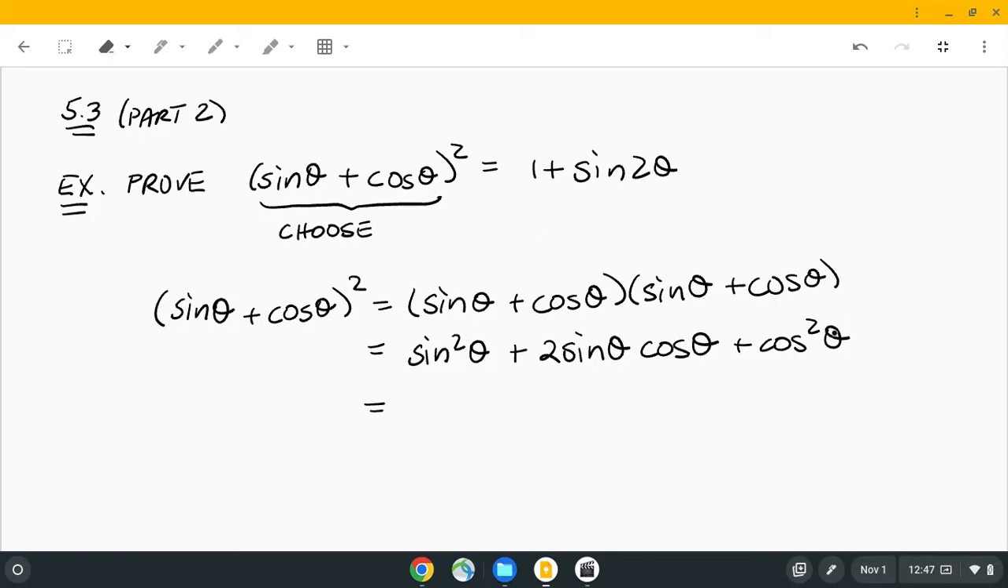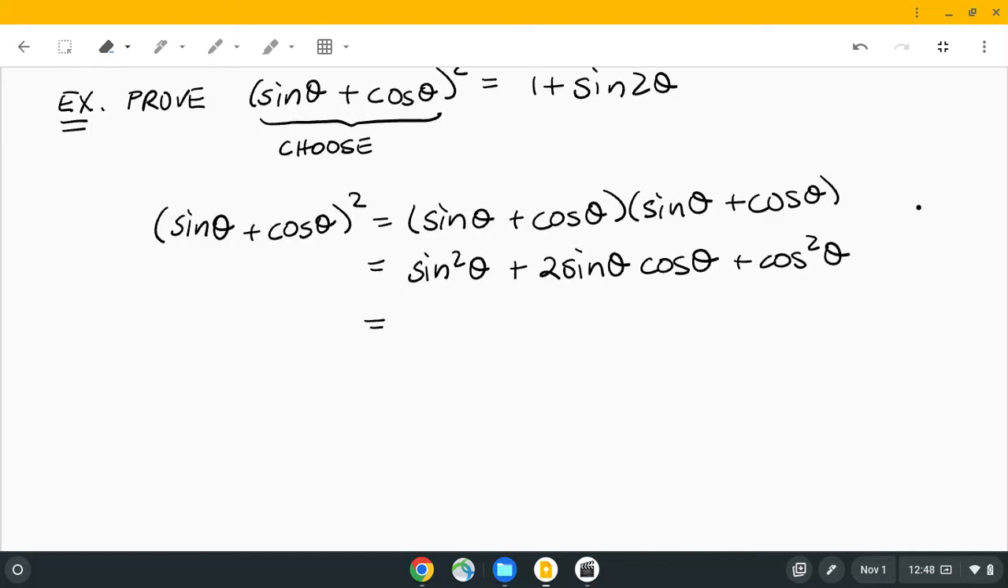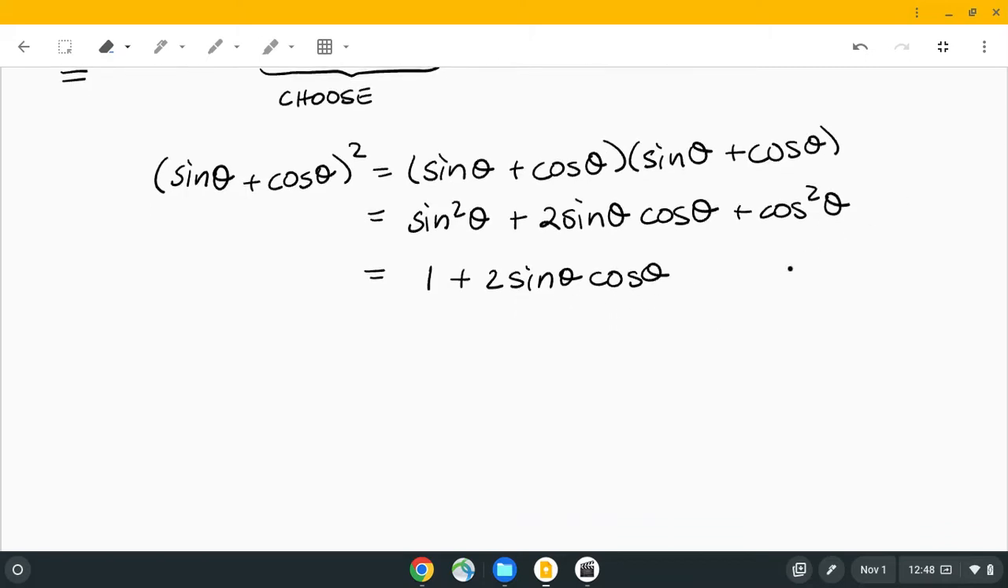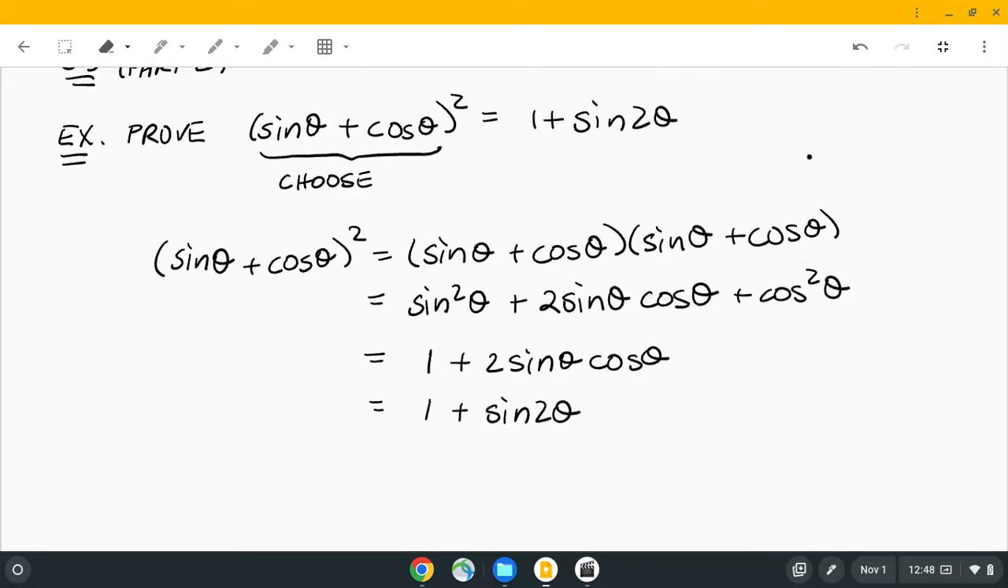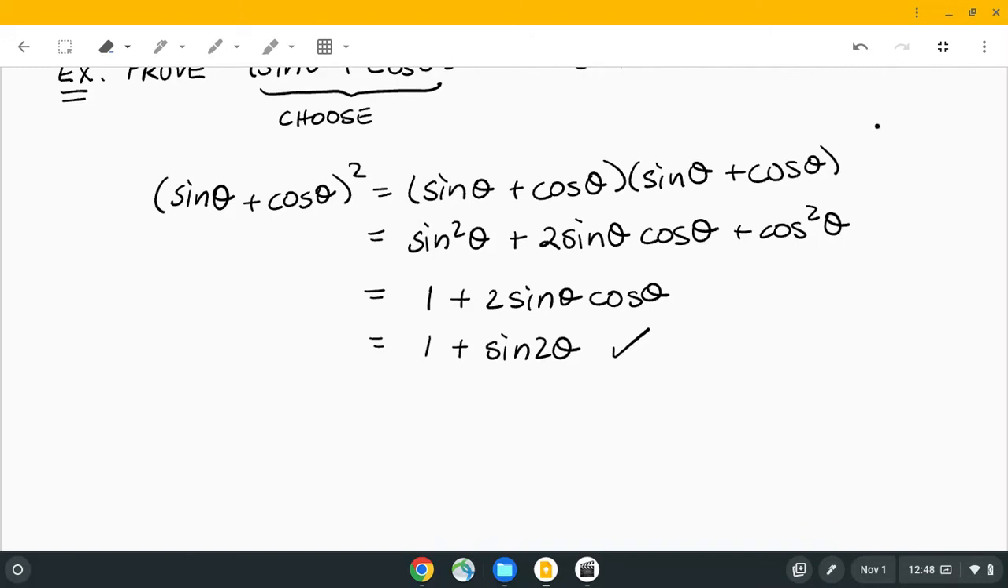And then I see a sine squared and cosine squared. Whenever you see those being added, they equal 1. Sine squared plus cosine squared equals 1. That's one of our Pythagorean identities. So we get 1 plus 2 sine theta cosine theta. And this here is what we just learned, which is our double angle for sine. So this is sine 2 theta, and I believe that's the other side. It is. Okay. All right.